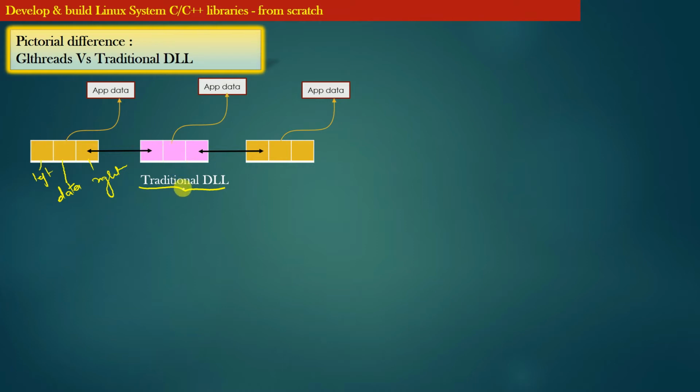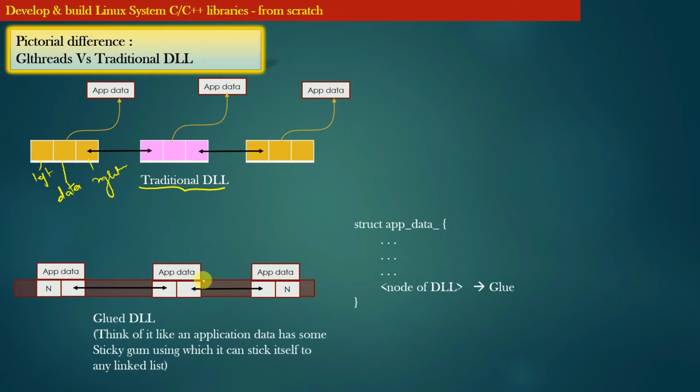Now contrary to this, the GLThreads looks something like this. Now you can see that in the traditional doubly linked list, your application data is present elsewhere in the memory, and the node of your doubly linked list actually stores the address of your application data. So let us suppose that for this application data, the address is A, then the node of a doubly linked list which actually points to this application data will hold the address A in the data member of a node of a doubly linked list.